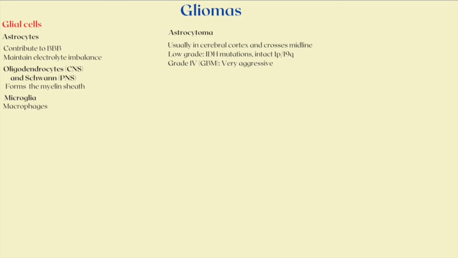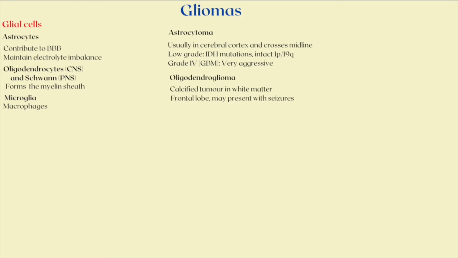Astrocytomas are usually located in the cerebral cortex, cross the midline, and can be low-grade or high-grade. Low-grade tumors have isocitrate dehydrogenase mutations and intact 1p19q. In contrast, grade 4, known as glioblastoma multiforme, is very aggressive and does not have an intact 1p19q.